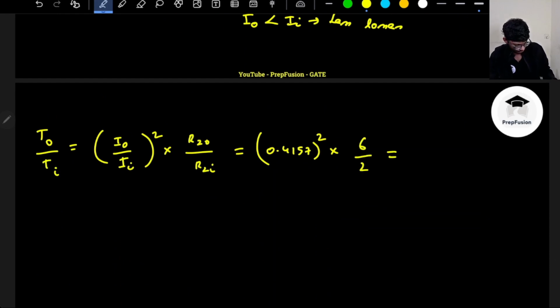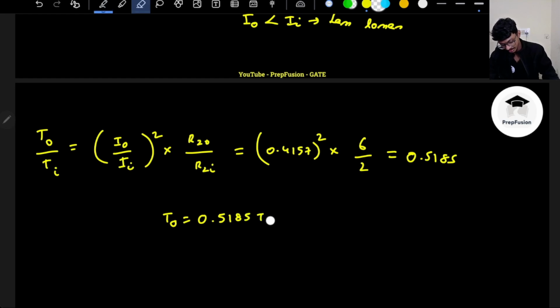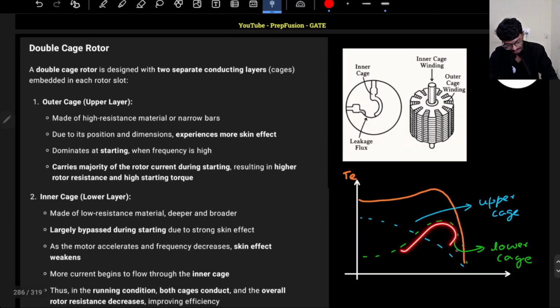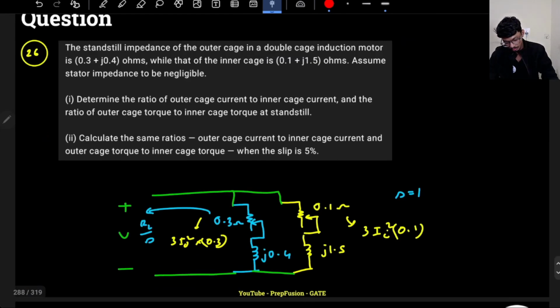So if I multiply by 3, again you are seeing that my outer torque is a fraction of the inner torque. It is 0.5185 into the inner torque. It is a fraction of the inner torque. That basically means that at full load the outer torque will be lower. That is what we are observing in the graph. At full load, due to the upper cage, the torque is very low, and due to the lower cage, the torque is higher. Okay, so I hope you have understood the graph as well.